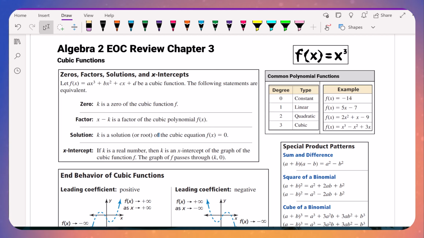Hello everyone, this is the video for the Algebra 2 end of course review for Chapter 3, and we will be talking about cubic functions.